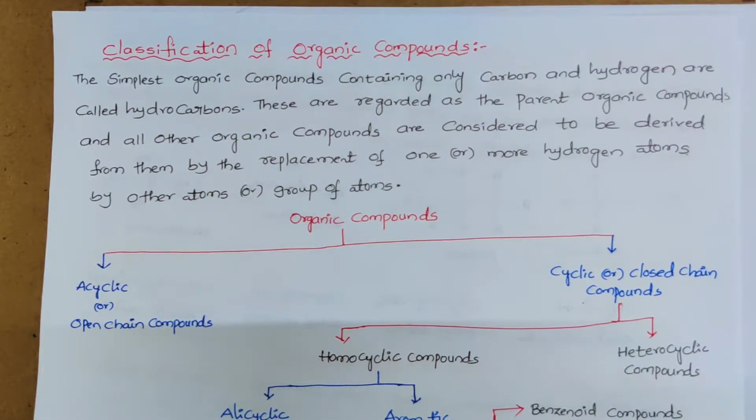These cyclic compounds are further classified into two types: homocyclic compounds and heterocyclic compounds. And homocyclic compounds are further classified into alicyclic compounds and aromatic compounds. Aromatic compounds are further classified into benzenoids and non-benzenoid compounds. This is the classification of cyclic compounds.